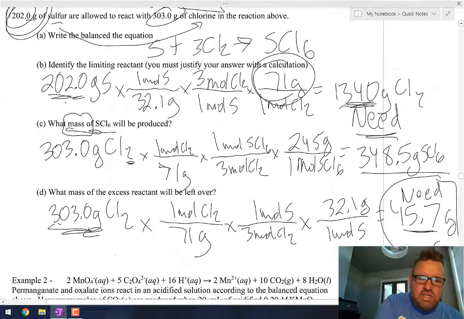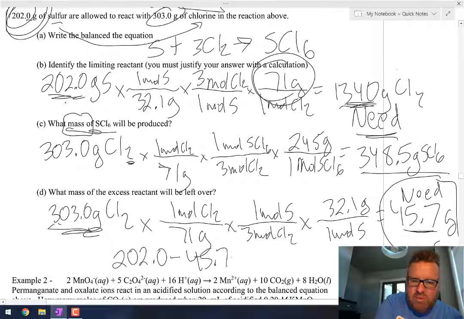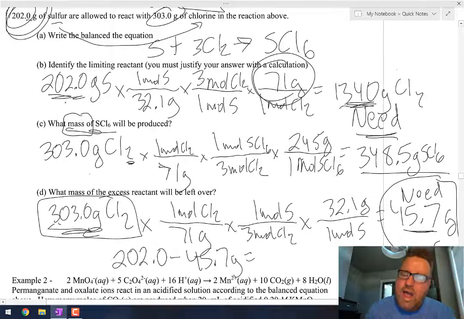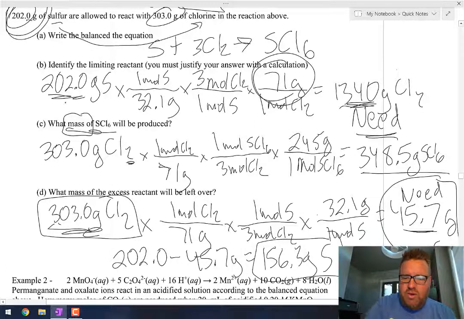Because how much is going to be left over? Well, if I start with 202, but I'm only going to end up using 45.7, because remember, once all this chlorine is gone, what is the reaction going to do? It's going to stop. So you're going to have 202 minus 45.7. You're going to have 156.3 grams of sulfur left over.